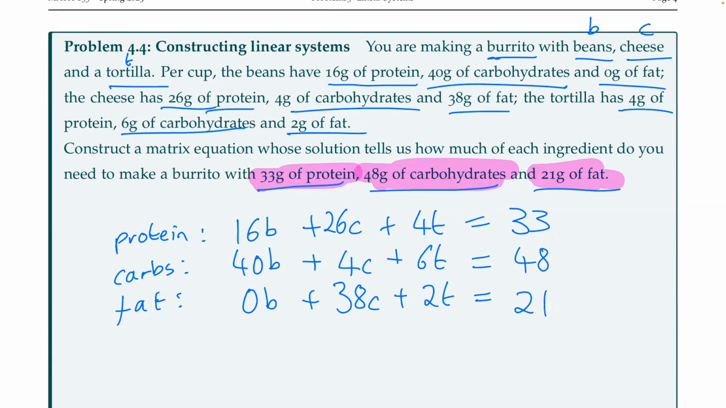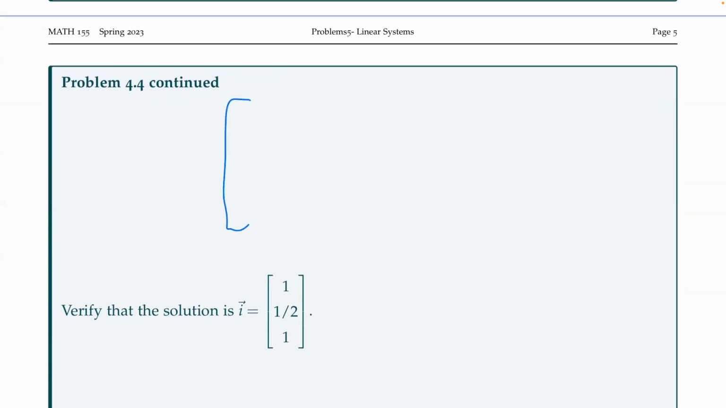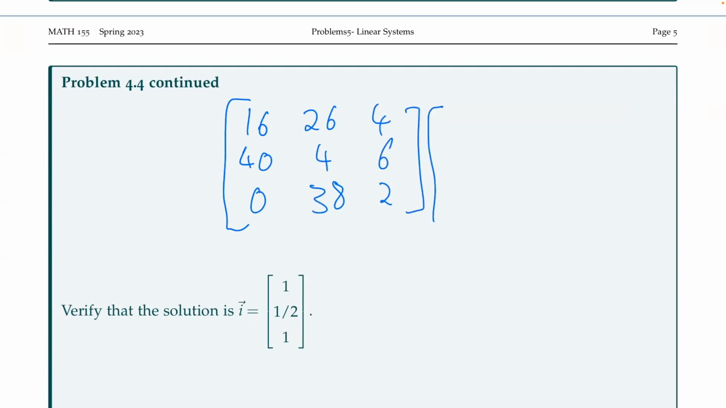This is just like our linear systems that we had before, right? We've got 3 unknowns here, B, C, and T, the beans, cheese, and the tortilla. We want to work out what quantities of these we need in order to have the ideal distribution of nutrients. Okay, so we can write this in matrix form. Well, we're just going to take those coefficients that we had, 16, 40, 0, 26, 4, 38, 4, 6, and 2. We have our beans, our cheese, and our tortilla. And we have our vector of ideal distribution on the right-hand side.